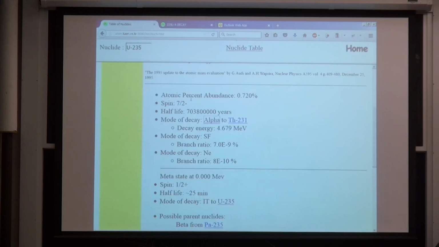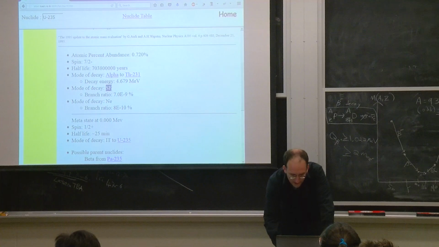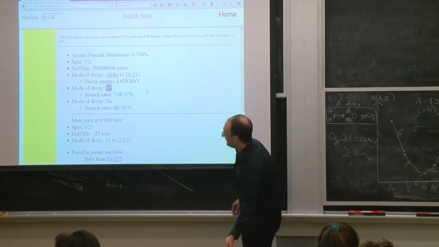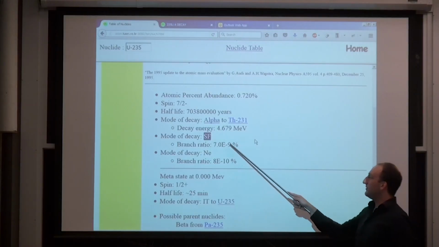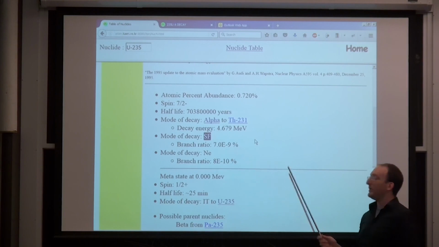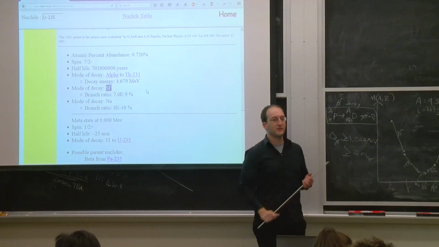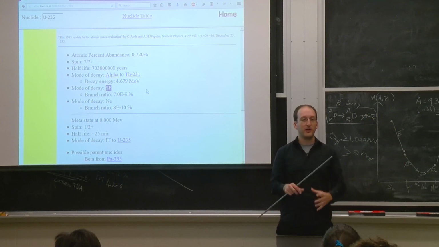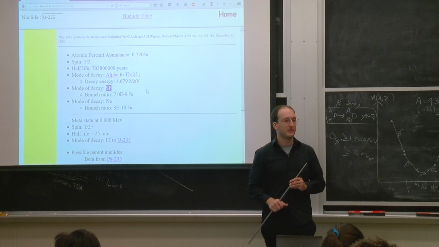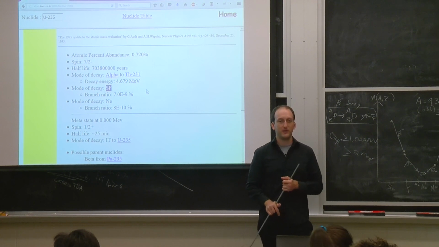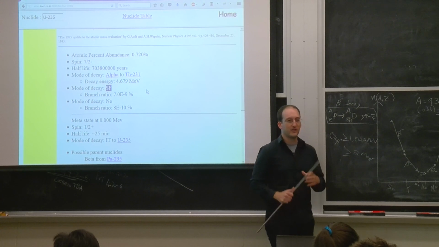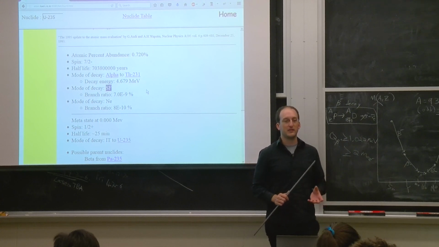It also undergoes SF, which stands for spontaneous fission. So 1 out of every 7 billion times, it will just spontaneously fission into 2 fission products. And this is why if you put enough uranium-235 together in one place, you can make a critical reactor. In reality, you don't tend to want to put enough U-235 together to just spontaneously go critical.